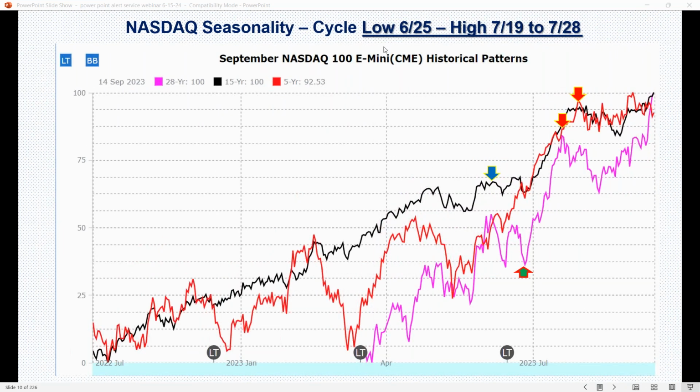And then you can see the NASDAQ 100 is very similar to what you were seeing on the S&P. You can see this data going back 5, 15, and 28 years, and we're currently right about here. So, a sideways market, a little bit of chop.